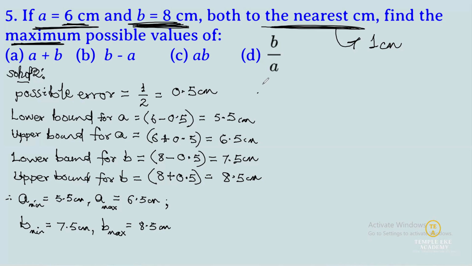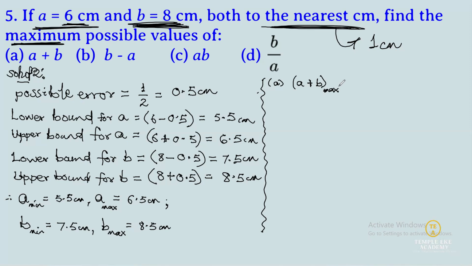So let us proceed in this area. Correct. Now we have the solution to A. Logical reasoning is necessary here. What is the maximum possible value for A plus B? So we're looking for A plus B maximum.